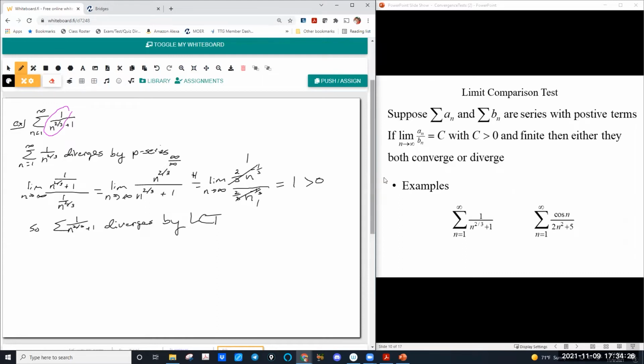So we satisfy our hypotheses. Number one, we need to compare it to something we know, so I picked a P series right here. The second part says we have to show that the limit of a sub n over b sub n goes to some non-zero finite number, which is what we did here, which allowed us to conclude that the series we were given is divergent, and then we give credit.